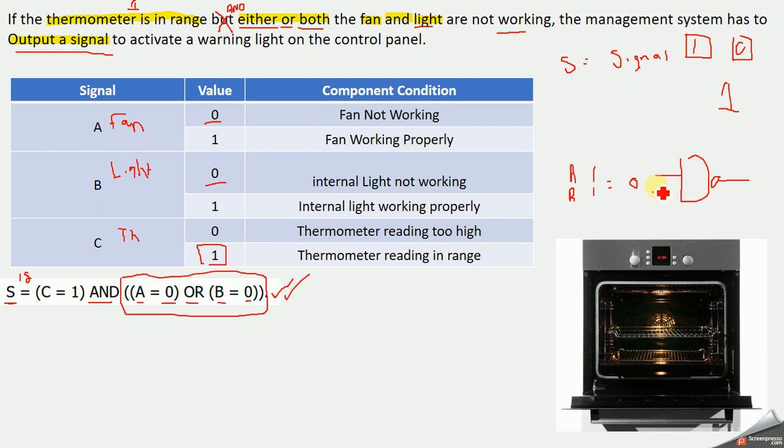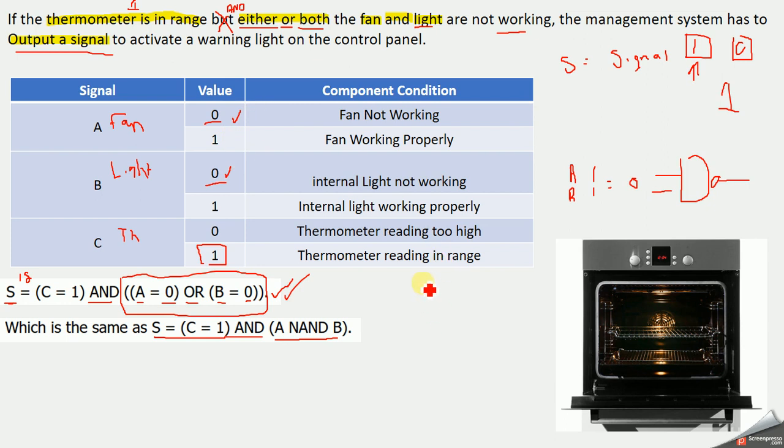Now, think about it logically for a second. Let me just show you this using a NAND gate. So that's the same. A NAND B. And what that basically means is, if you think about our scenario, we want our sensor to turn on, so we want it to be 1, when either the fan's not working, the internal light's not working, or they're both not working.